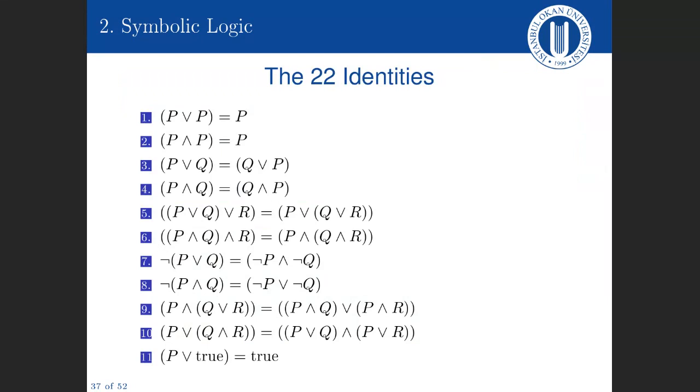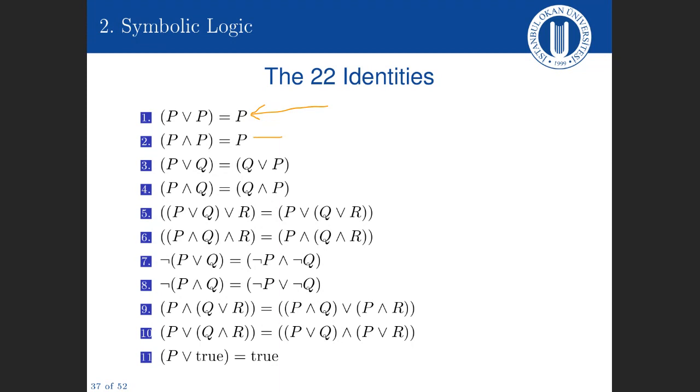Let's talk about some identities for symbolic logic. The first few are straightforward, and then as we get to the end of this list of 22 identities, they're going to get more complicated. P or P is equal to P. P is true or P is true. Well, if P is true, then the left side is true and the right side is true. If P is false, the left side is false and the right side is false. So these must be the same.